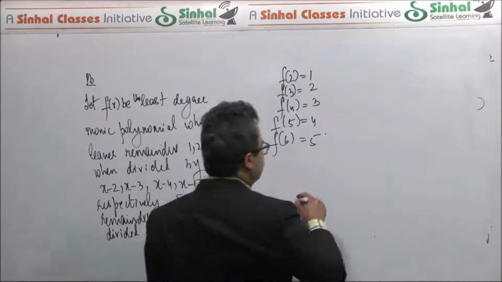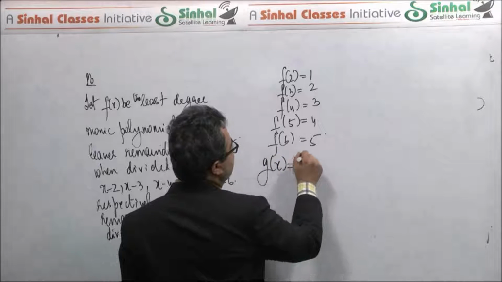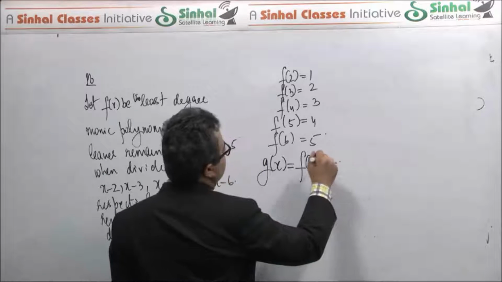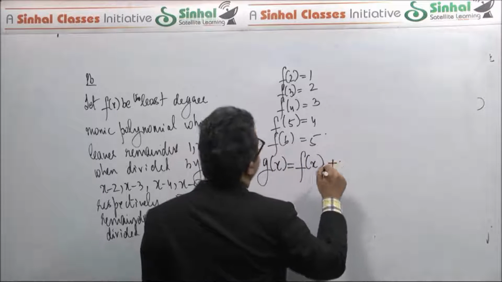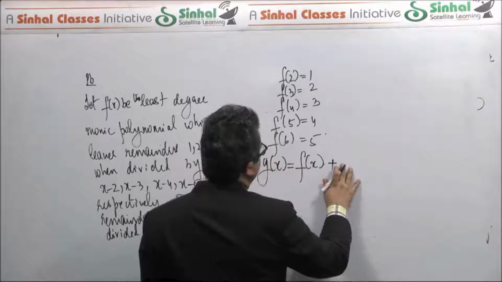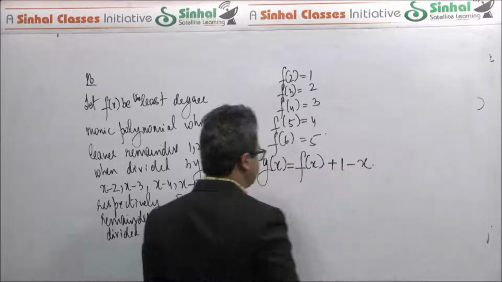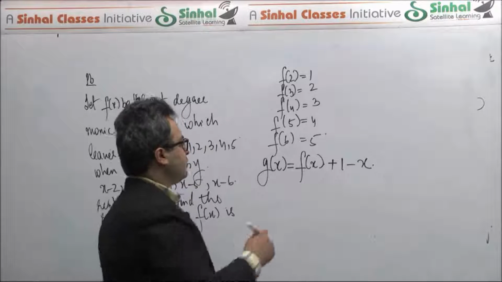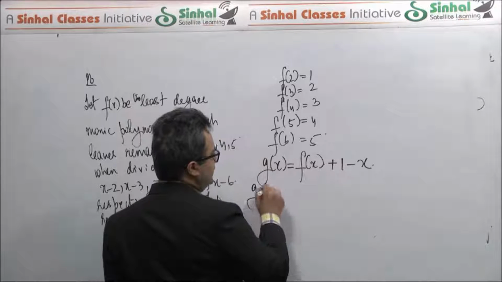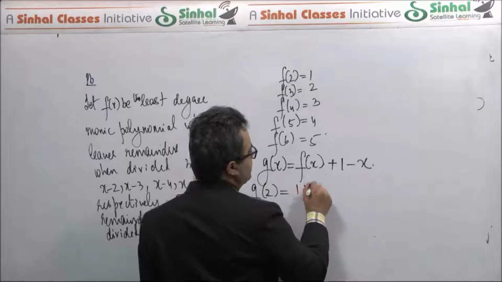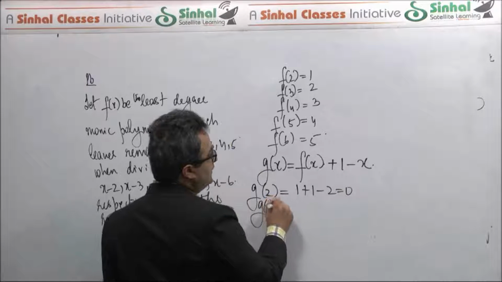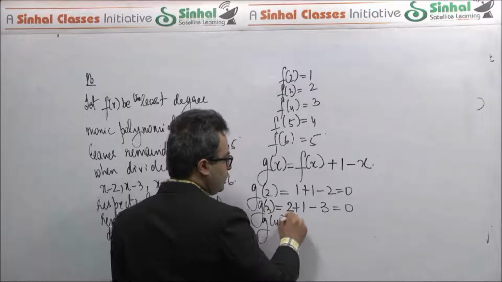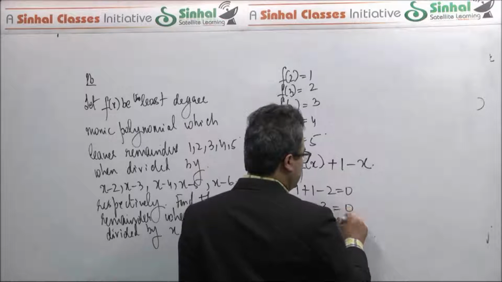So an interesting observation is that suppose I decide to define this polynomial g of x as f of x plus 1 minus x. How does this help? So for example, now what would g of 2 be? G of 2 will be f of 2, which is 1, plus 1 minus 2, that is 0. Similarly, g of 3 will be 2 plus 1 minus 3, which is again 0. And you can easily verify that g of 4, g of 5 and g of 6 all turn out to be 0.